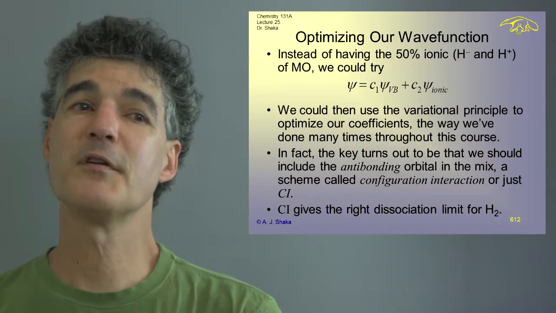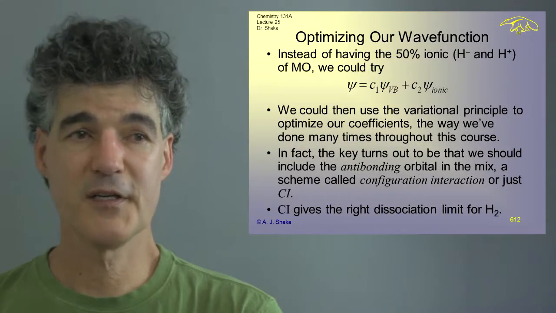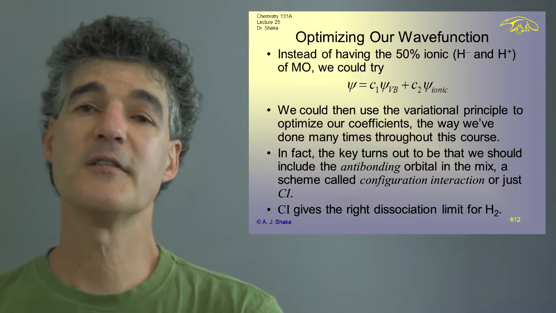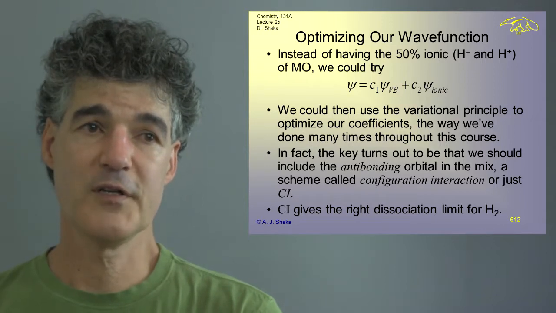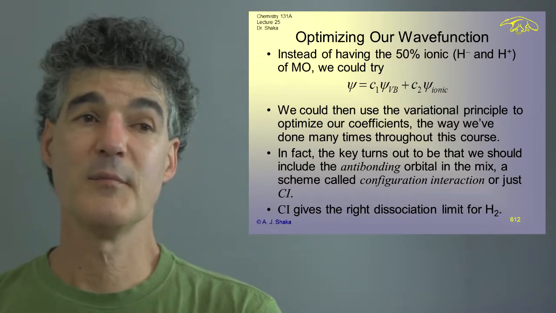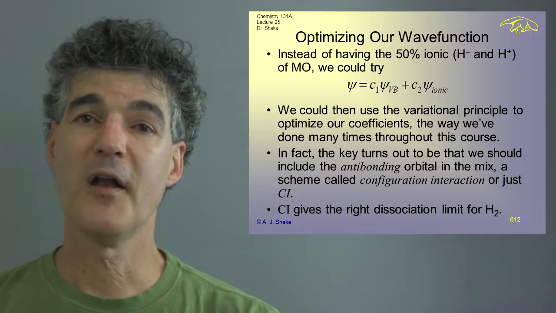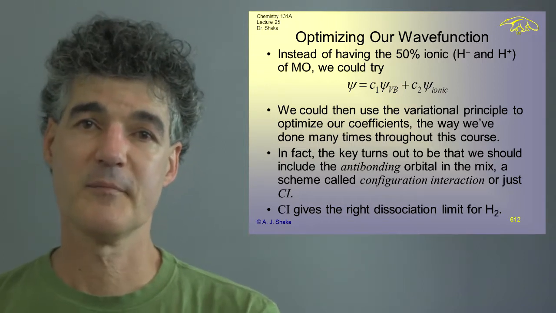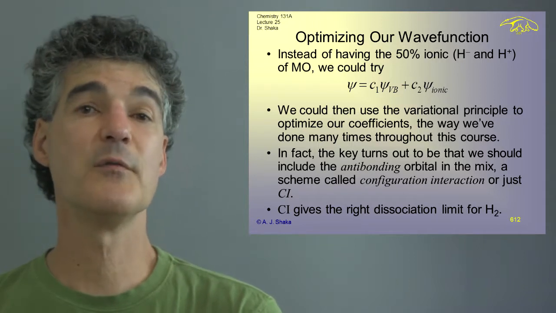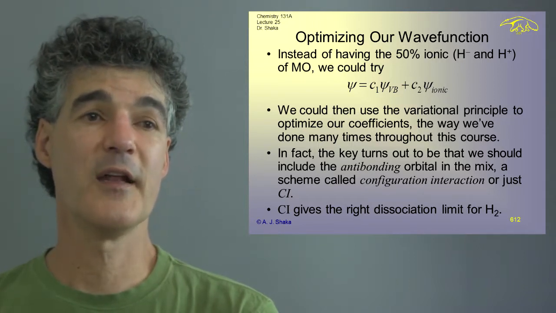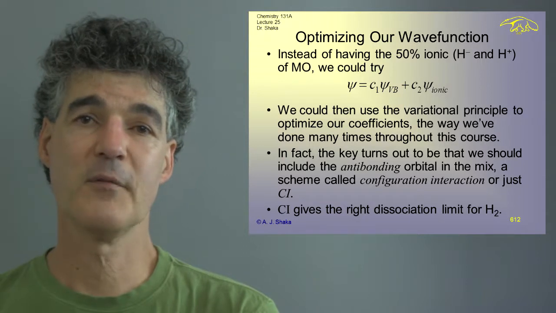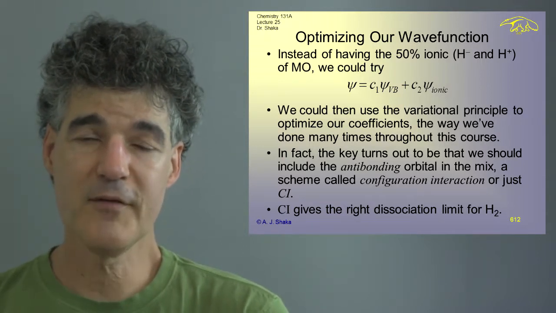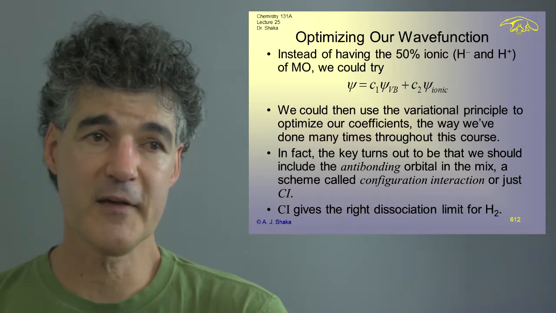Instead of having the 50% ionic H plus H minus that we had with our molecular orbital, what we could try is a new wave function, which is C1 times psi valence bond plus C2 times psi ionic. And then we could optimize C1 and C2 and get a better result. And we know how to do that by now with the variational principle. And we've done that many times in this course already.